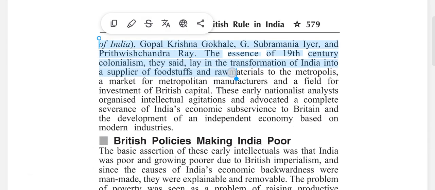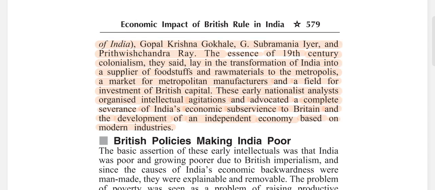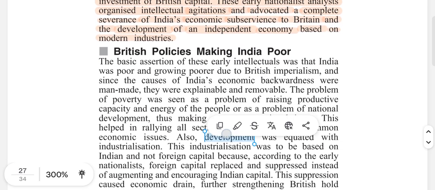The essence of 19th century colonialism, they said, lay in the transformation of India into a supplier of foodstuffs and raw materials to the metropolis, a market for metropolitan manufacturers, and a field for investment of British capital. These early nationalist analysts organized intellectual agitations and advocated a complete severance of India's economic subservience to Britain and the development of an independent economy based on modern industries.